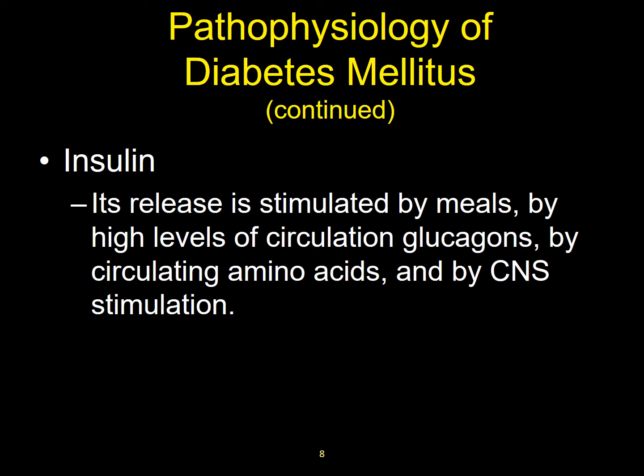Okay, next thing, insulin. Insulin is a hormone, we already established that. Its release is stimulated by meals, by high levels of circulating glucagon, by circulating amino acids, and by central nervous system stimulation. And the reason all those things stimulate it is because, again, in a 24-hour period, you have to maintain a balance of having enough glucose to do its job and then having enough insulin to put it in the cells so that it can do its job. The only reason insulin is in blood is so that it's there when you need it to go into a cell and do its job.